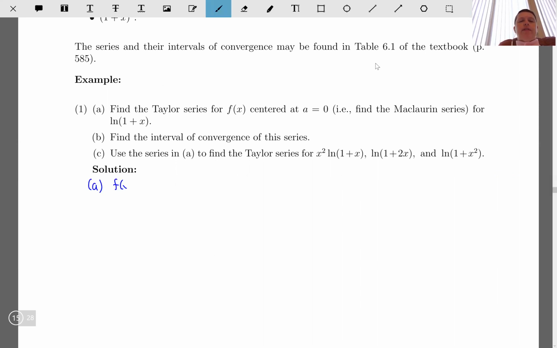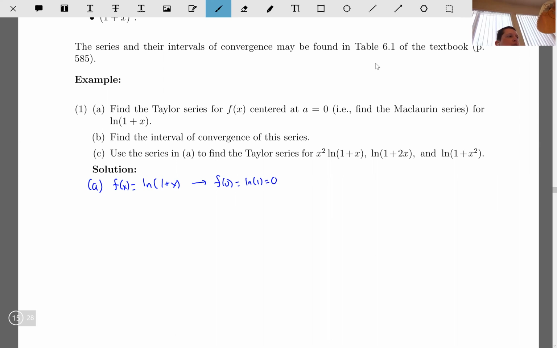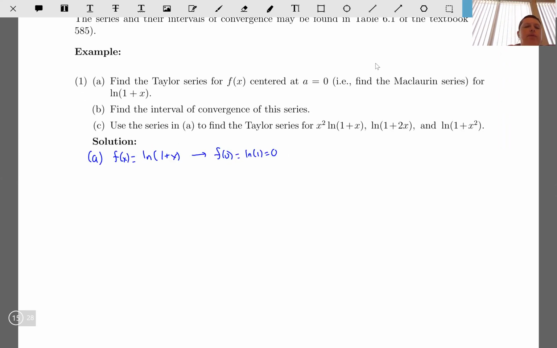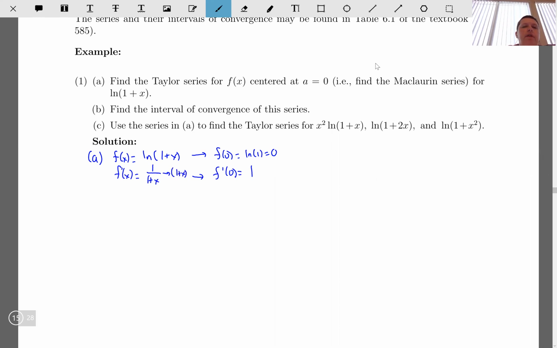Okay, so let's do part A. So f of x is the natural log of 1 plus x. So f of 0 is the natural log of 1, which is equal to 0. Now, I feel like we've done this one already, but I don't think it hurts to do it multiple times. F prime of x is 1 over 1 plus x. So f prime of 0 is, well, 1. And I'm going to write this as 1 plus x to the negative 1.